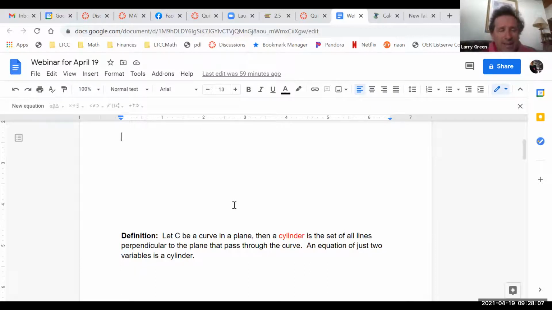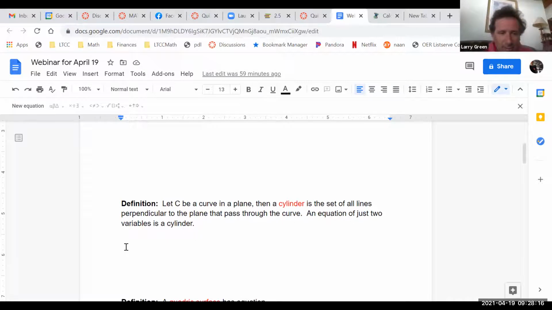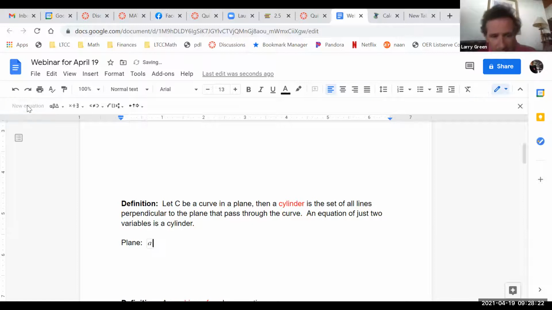So what do you think the next level up is going to be after planes? So let me remind you, a plane is AX plus BY plus CZ equals D. A plane is a surface. A plane actually is a surface, so that wouldn't be the next level up. That would just be more general. So what do you think the next level up of difficulty is for surfaces after planes?